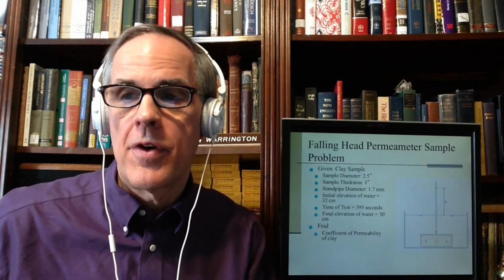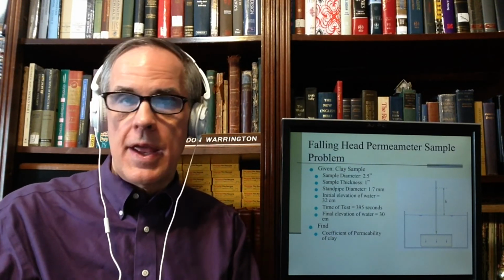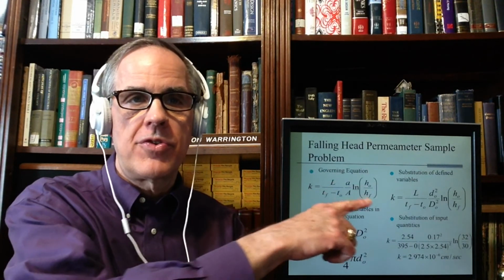We want to find the coefficient of permeability of the clay. We go through a similar process to what we did before, defining some variables, making some substitutions, and we come up with this equation over here, which enables us to do direct substitution of the input quantities. I get 2.9, just shy of 3, times 10 to the minus 6 centimeters per second, which is definitely a cohesionless soil.